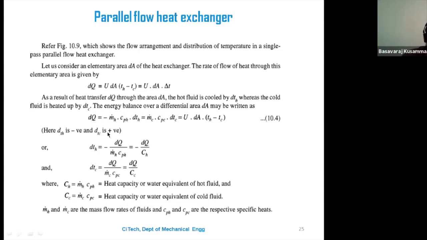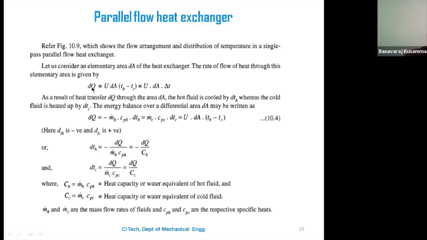This dQ can also be calculated using another equation. What is that? It is the mass flow rate of the cold fluid into the specific heat of the cold fluid, and the temperature by which the cold fluid is heated up, dTC. That is mC CpC dTC. You can also calculate it using this equation, and we can equate this dQ to the earlier dQ.